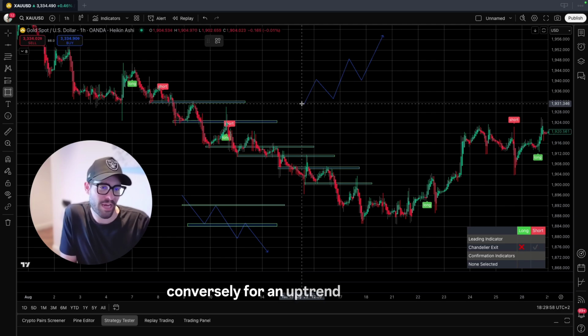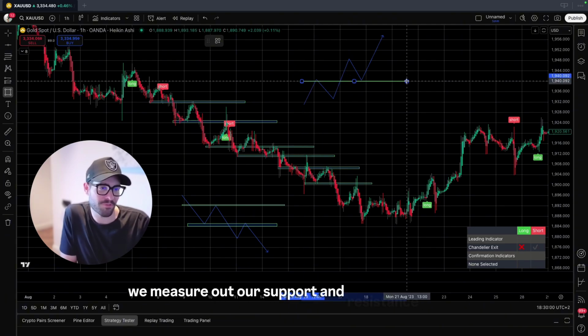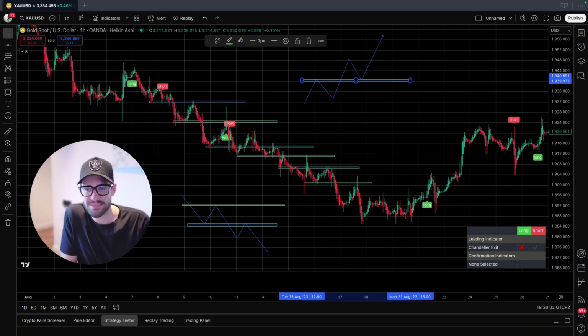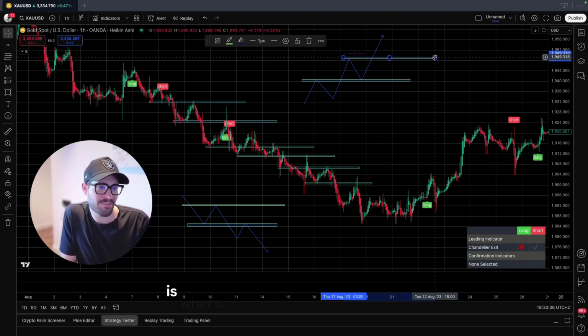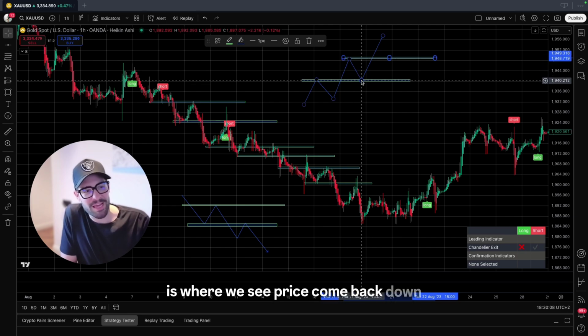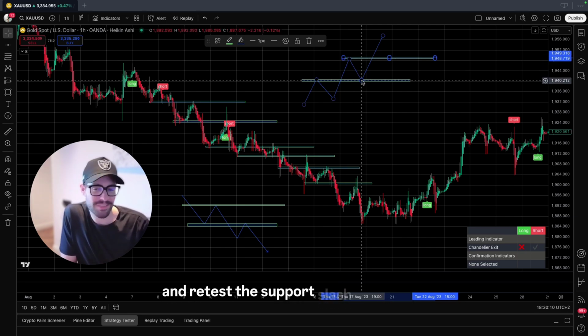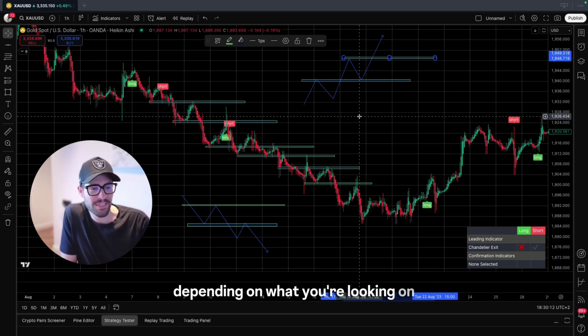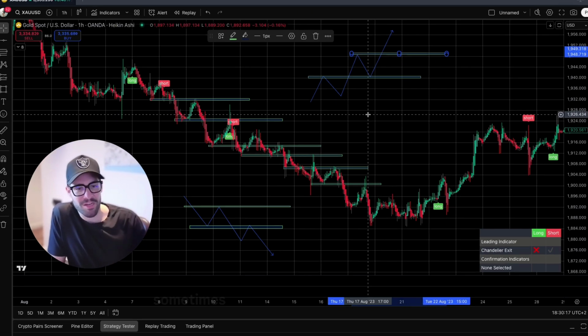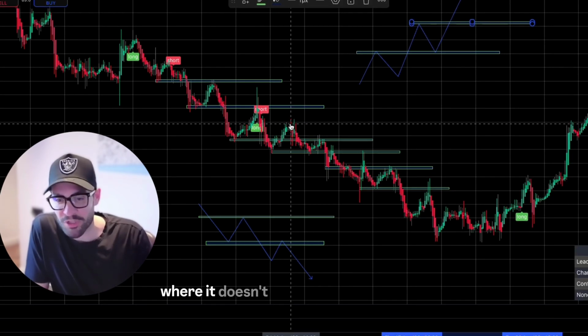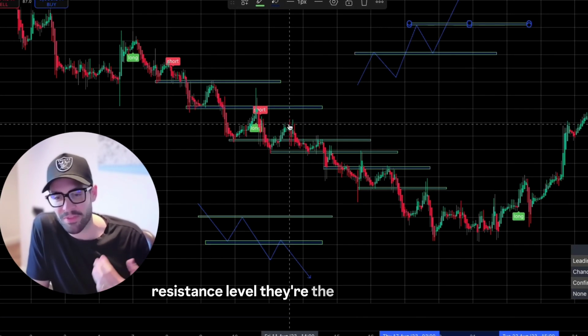Conversely, for an uptrend, we come up, we measure out our support and resistance levels like this. And our entry point is where we see price come back down and retest the support resistance, depending on what you're looking at. Like I said, is this going to work 100% of the time? No, it's not going to work 100% of the time. Sometimes you're going to get times like this where it doesn't even touch the support resistance level. They're the ones that we set out.